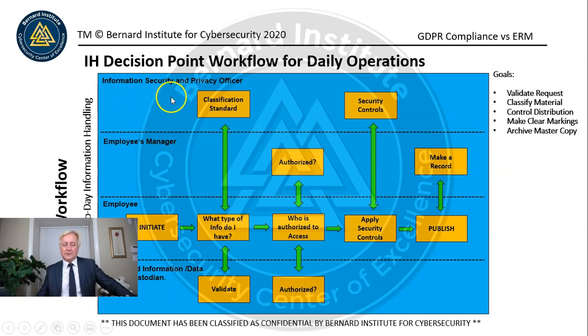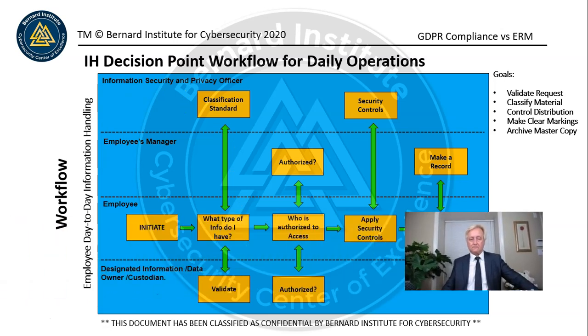Also, if you have an information security privacy officer or a CISO or a data protection officer or a chief cybersecurity officer, you may want to verify what the classification is. So if I know what type of information I have, then I have a particular type of classification, which drives a particular type of security control that needs to be applied.